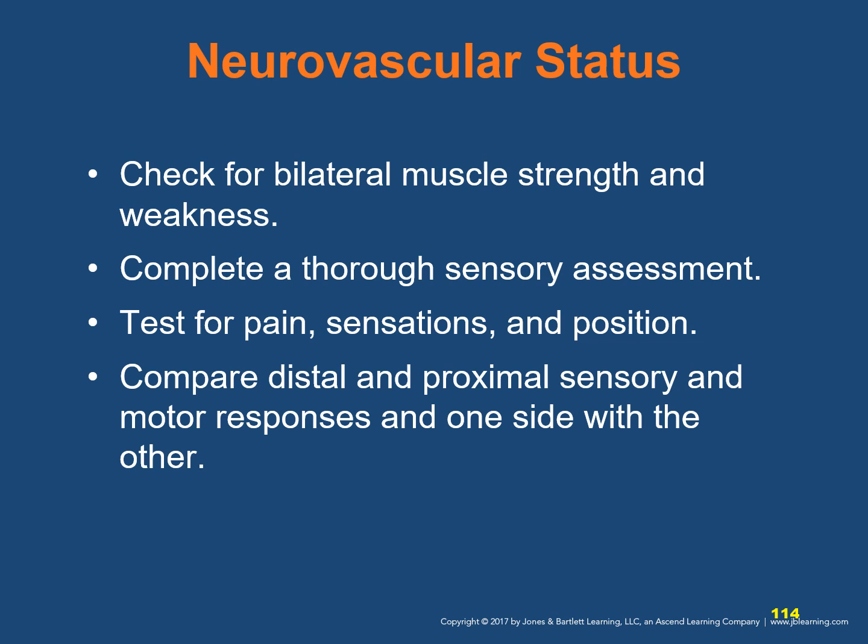When assessing neurovascular status, perform a hands-on assessment to determine sensory and motor response. Check for bilateral muscle strength and weakness. Complete a thorough sensory assessment. Test for pain, sensations, and position, and compare distal and proximal sensory and motor responses in one side with the other. And this will be covered in skill drill 9-5.